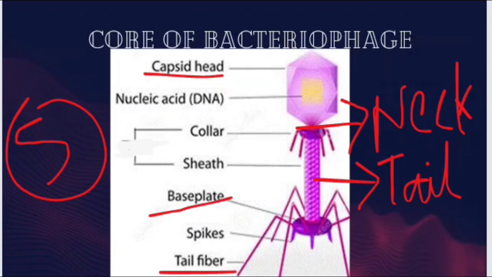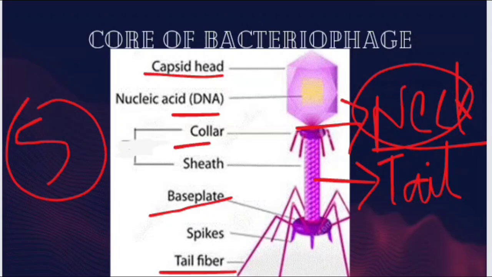The head region is made up of small subunits called capsomers, and inside the head region is the DNA, the genetic material. Next is the neck region, where a structure called the collar is present. Then there is a hollow cylindrical structure called the tail region, which is covered by the sheath. Then comes the basal plate, which is helpful in the attachment of the bacteriophage on the cell wall of the bacteria. Then the tail fibers, which are elongated fiber structures helpful in penetrating the bacterial wall.